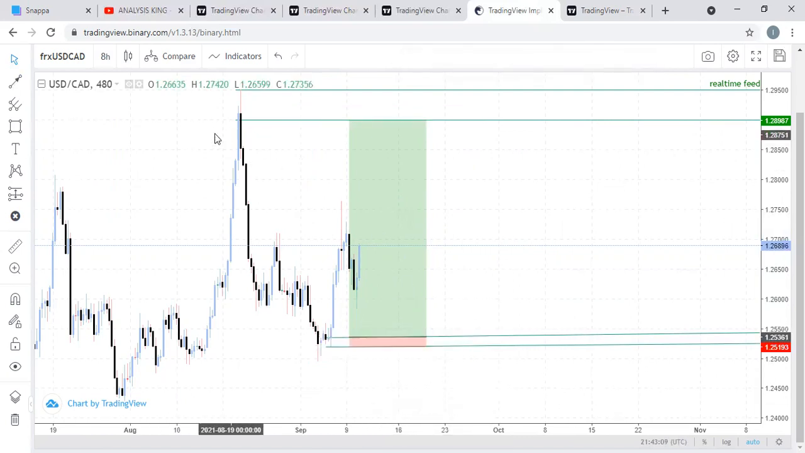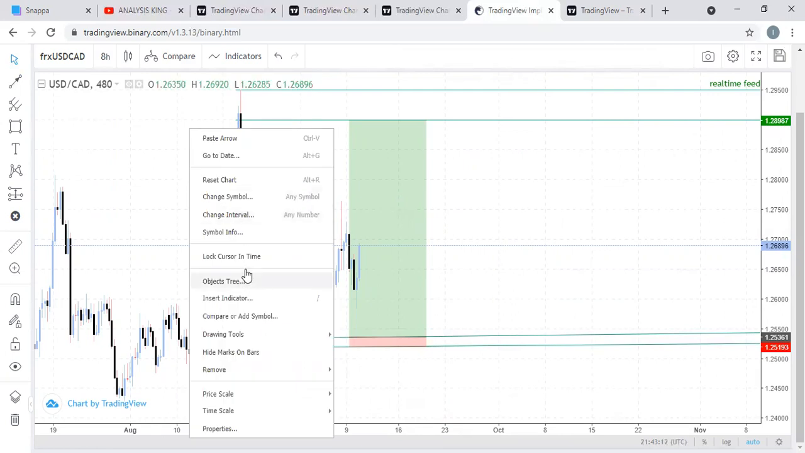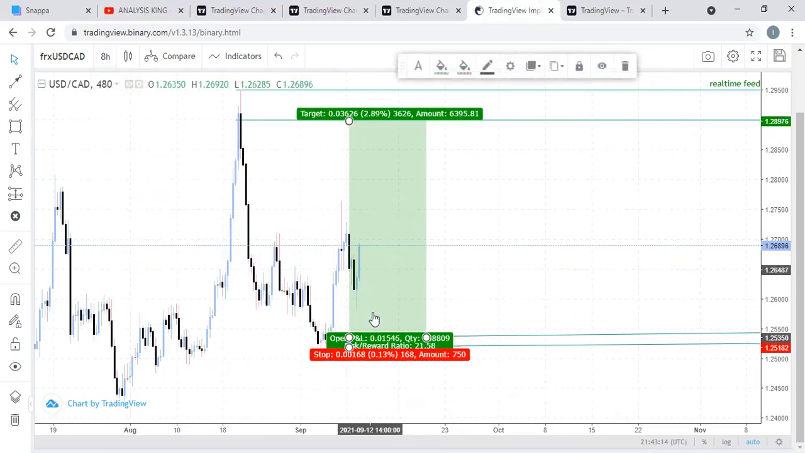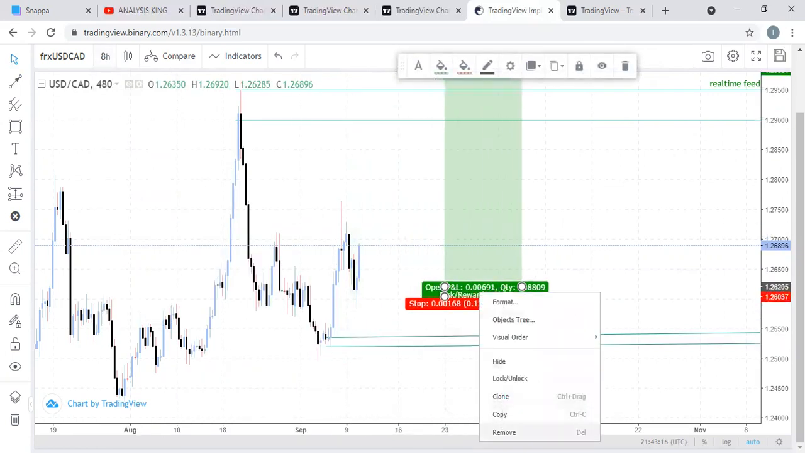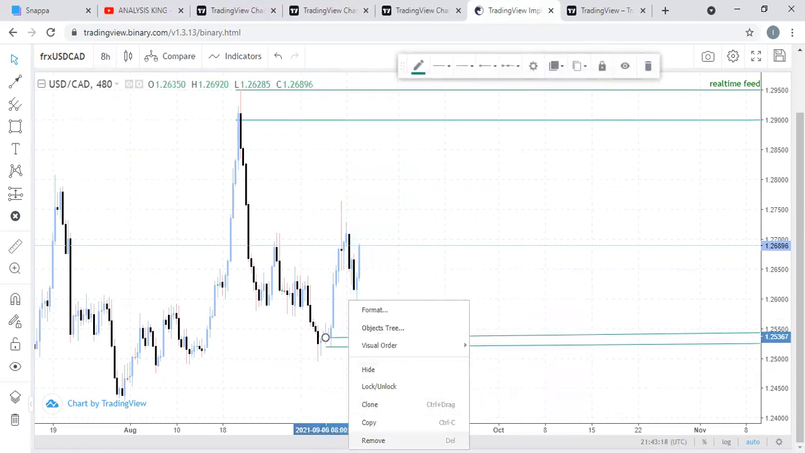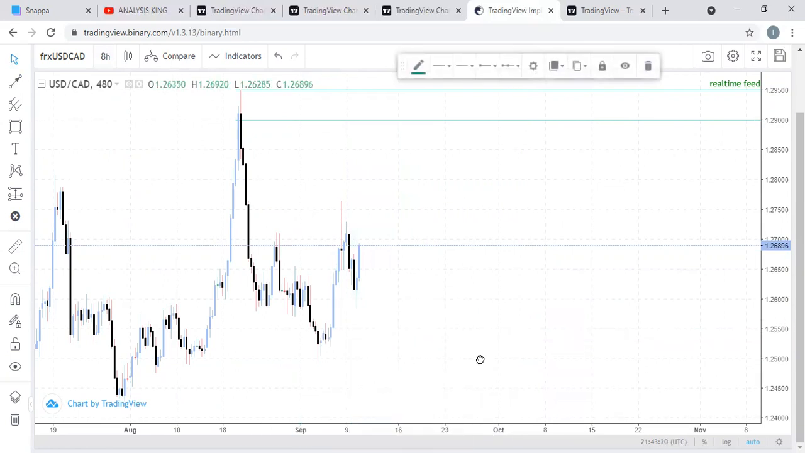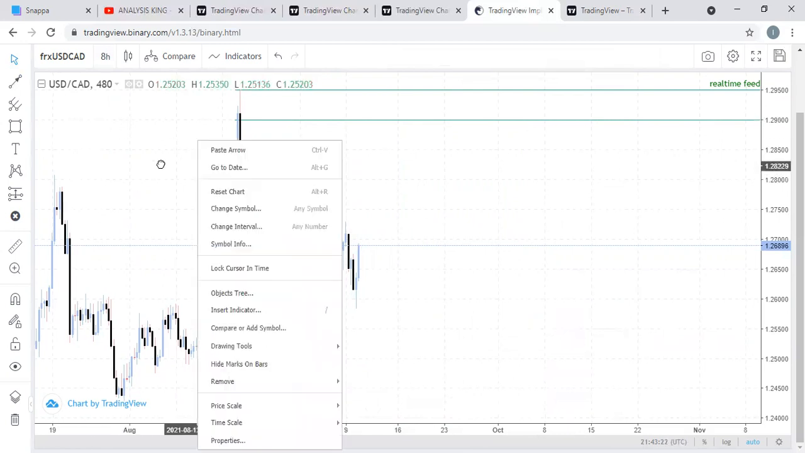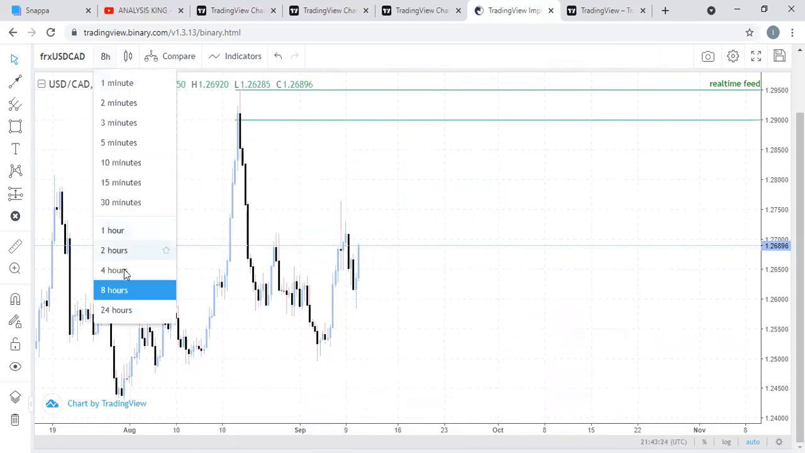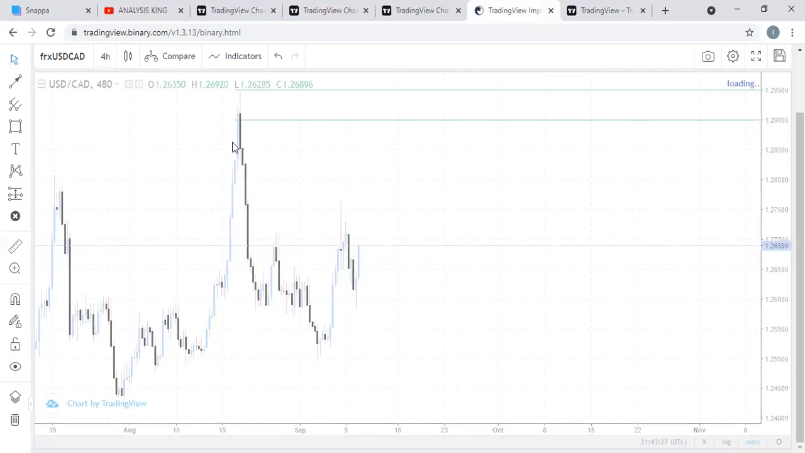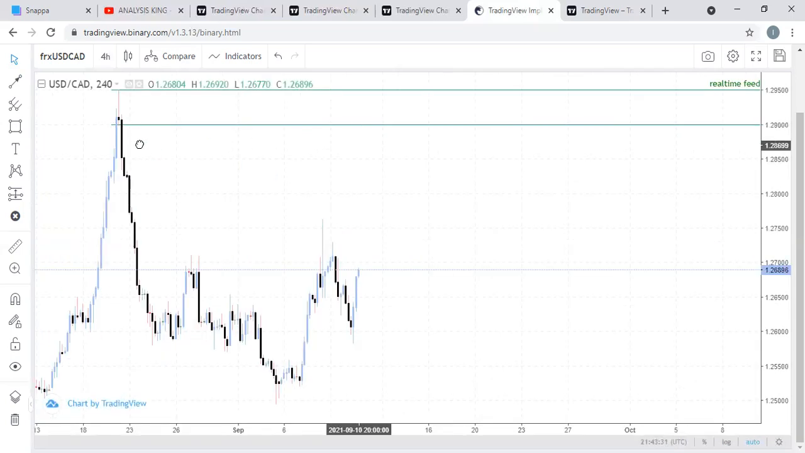So where I'll be focusing on USD chf, or sorry, USD cad, will be this region. So I'll be looking for price to dip into this region before giving me the short entry, right?